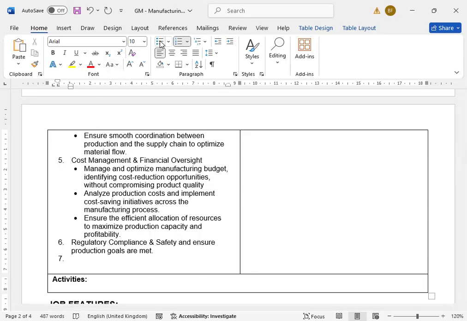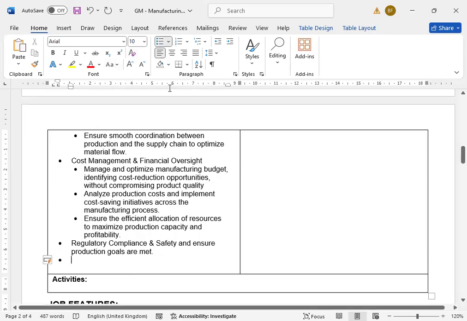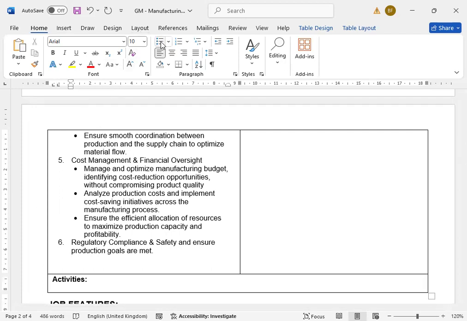Okay, and this is not number 7. This should be a bullet. Sorry. Again, you have to adjust. It's not a hard thing to do, adjustment.